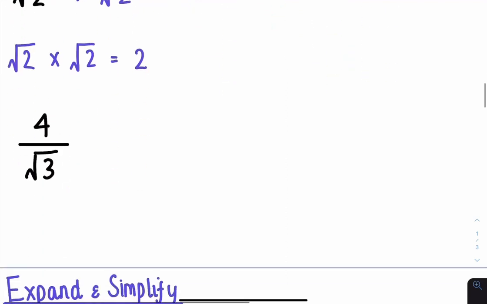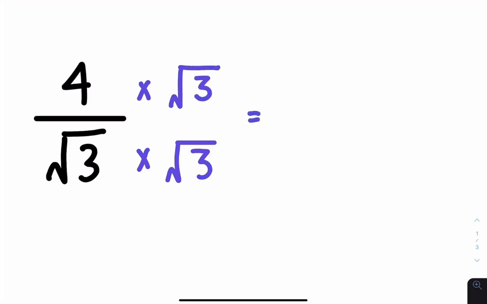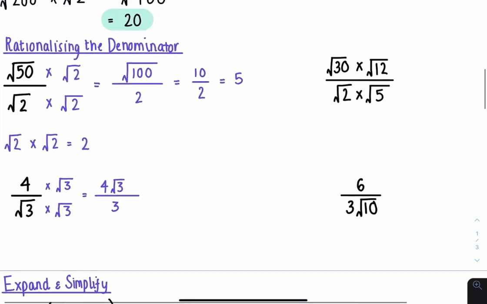So our next example is 4 over root 3. Again, we don't want the root 3 there. So what I do is multiply it by root 3 at the bottom. But whatever you do to the bottom, you have to do to the top. So we're left with, on the denominator, root 3 times root 3 gives us 3. And then 4 times root 3 is 4 root 3. And you cannot simplify this anymore. That's your final answer. Let's go to the next one.